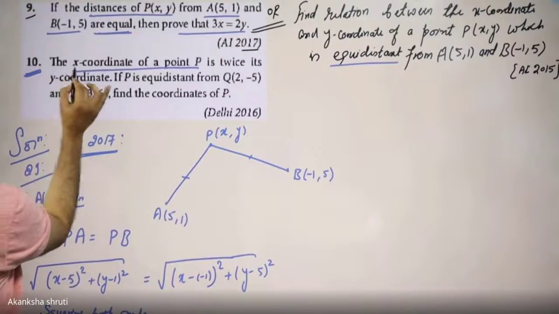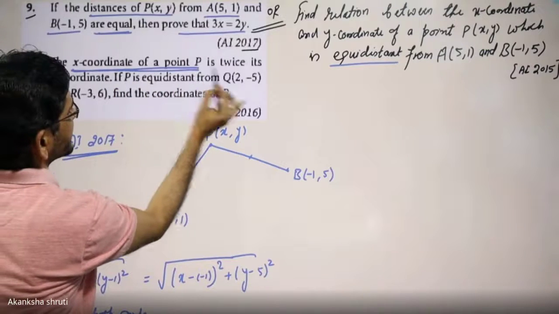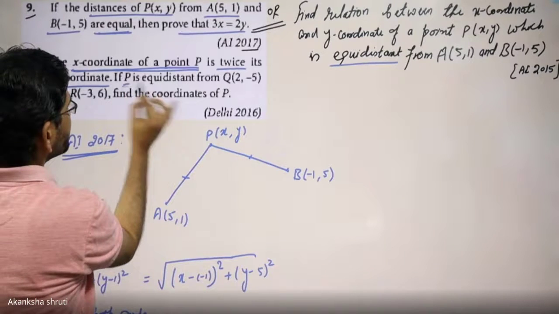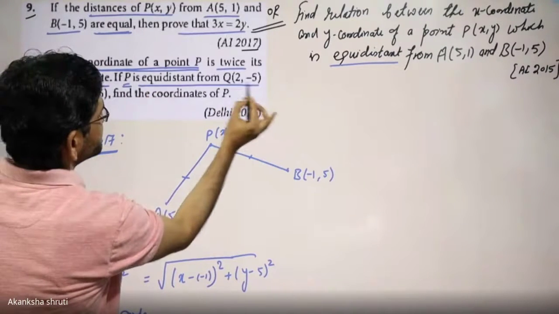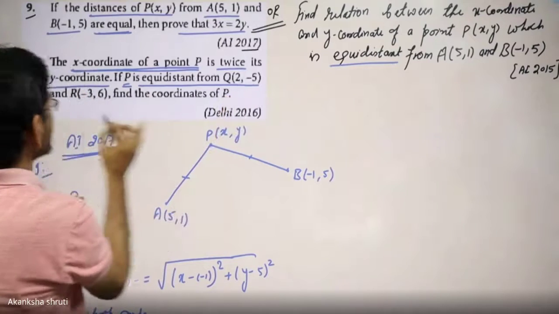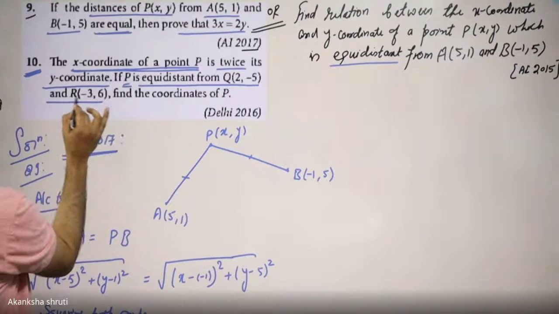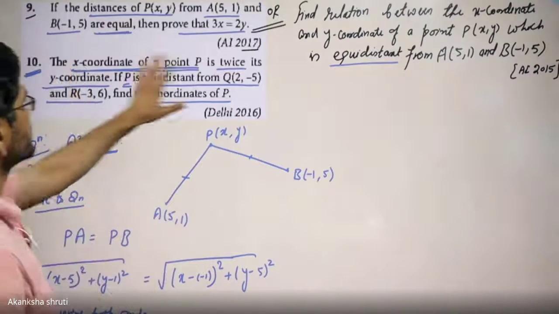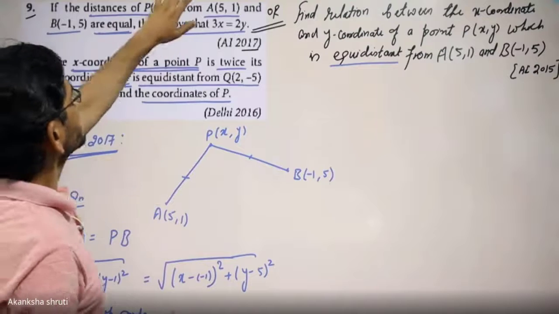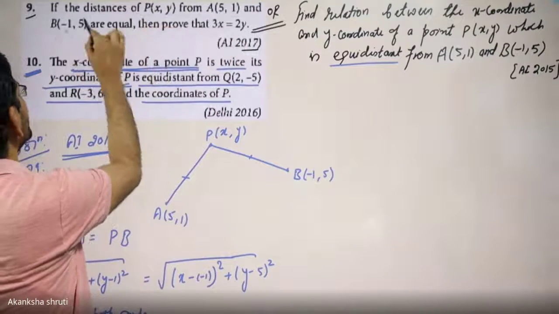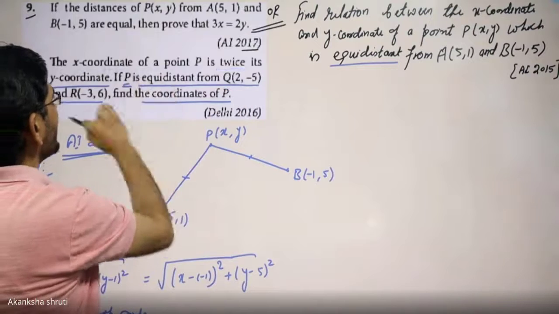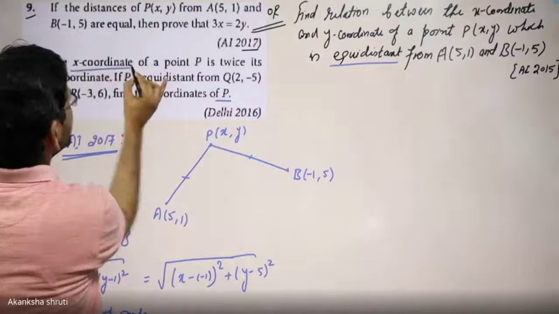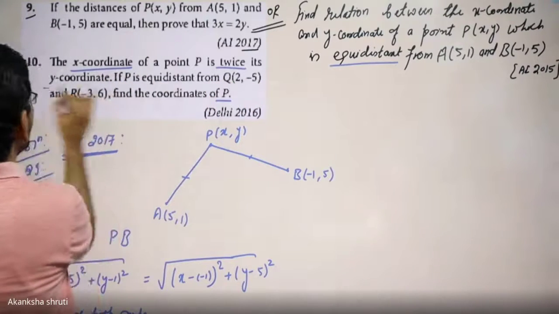Question number 10. The x coordinate of the point P is twice its y coordinate. If P is equidistant from Q (2, minus 5) and R (minus 3, 6), find the coordinates of point P. We have to draw the rough diagram, but here we have to take care of the given condition.